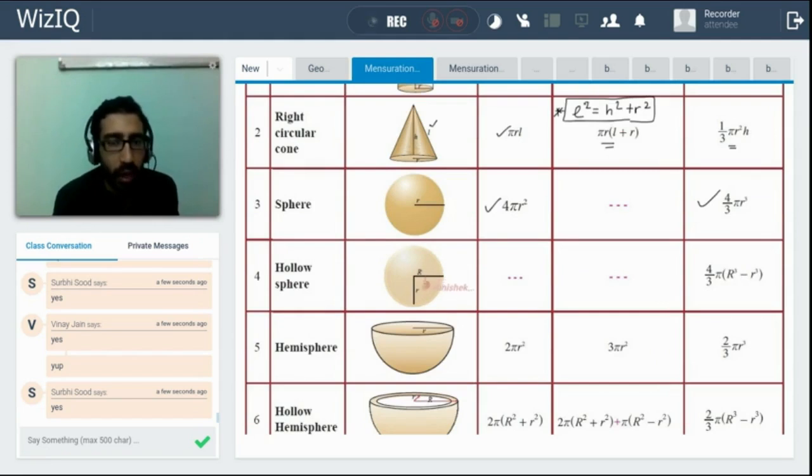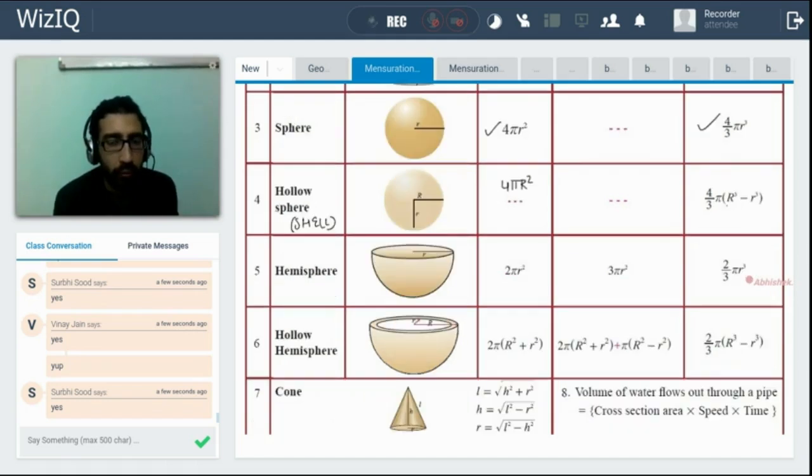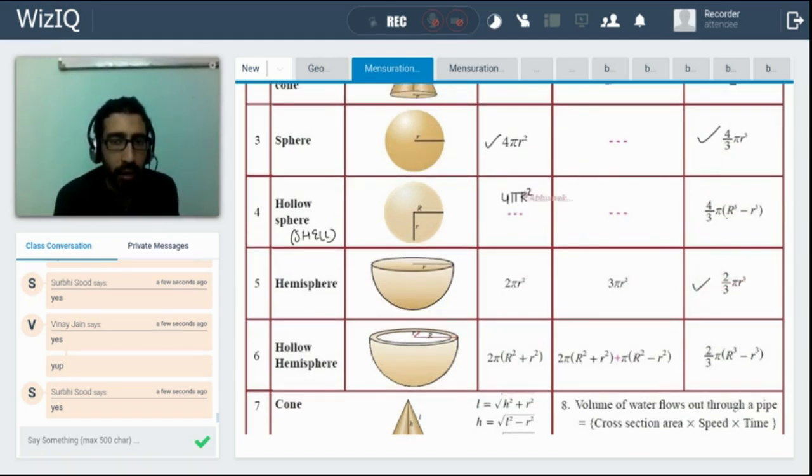A hollow sphere, assuming it has an outer and an inner radius, is essentially a shell. So its outer area remains 4 pi R square, if capital R is the outer radius. And of course, the volume of the shell becomes 4 by 3 pi (R cube minus r cube). So you take out the volume of the hollow part. For a hemisphere, volume becomes half, whereas curved surface area also becomes half.